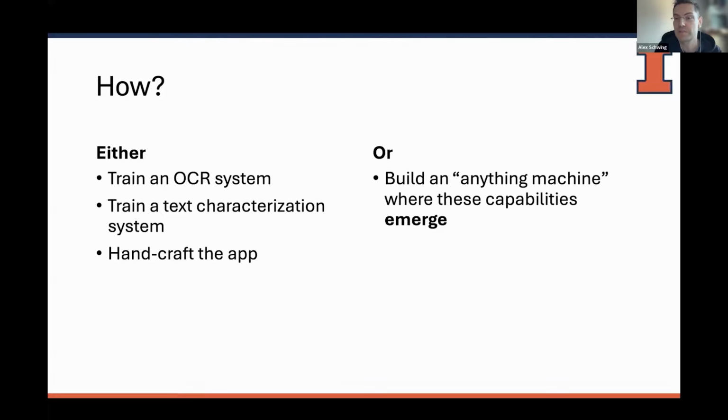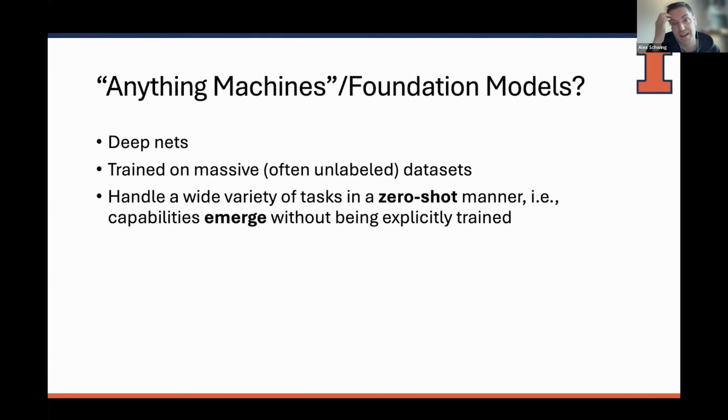Now, what are these anything machines that I'm referring to? Well, I'm sure it's anyone's guess here, right? These are the foundation models that many of us are probably working with these days. Essentially, they're very large deep nets, trained on really large, often unlabeled data sets, and they are able to handle a variety of tasks in essentially a zero-shot manner, where, as I said before, a lot of capabilities emerge without us having explicitly trained these models to have these capabilities.